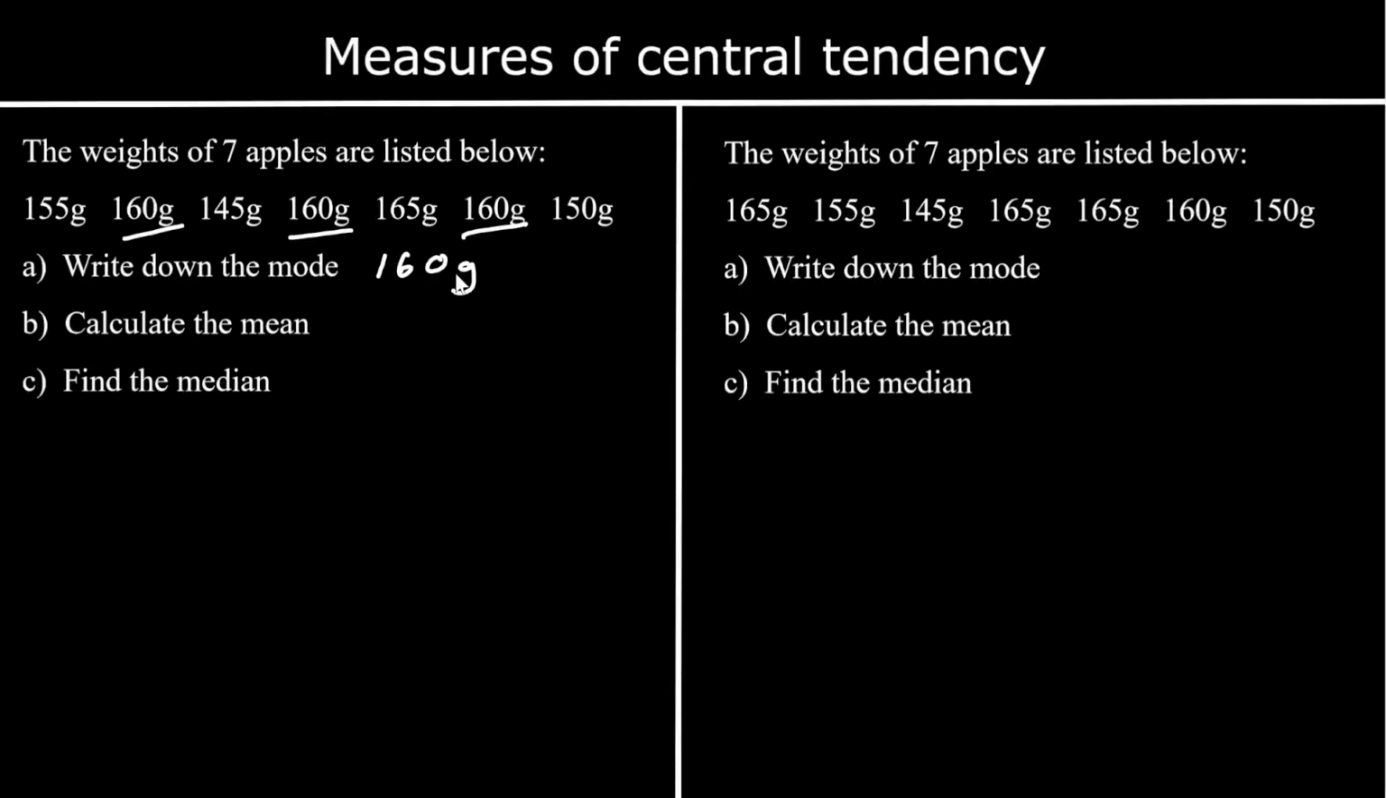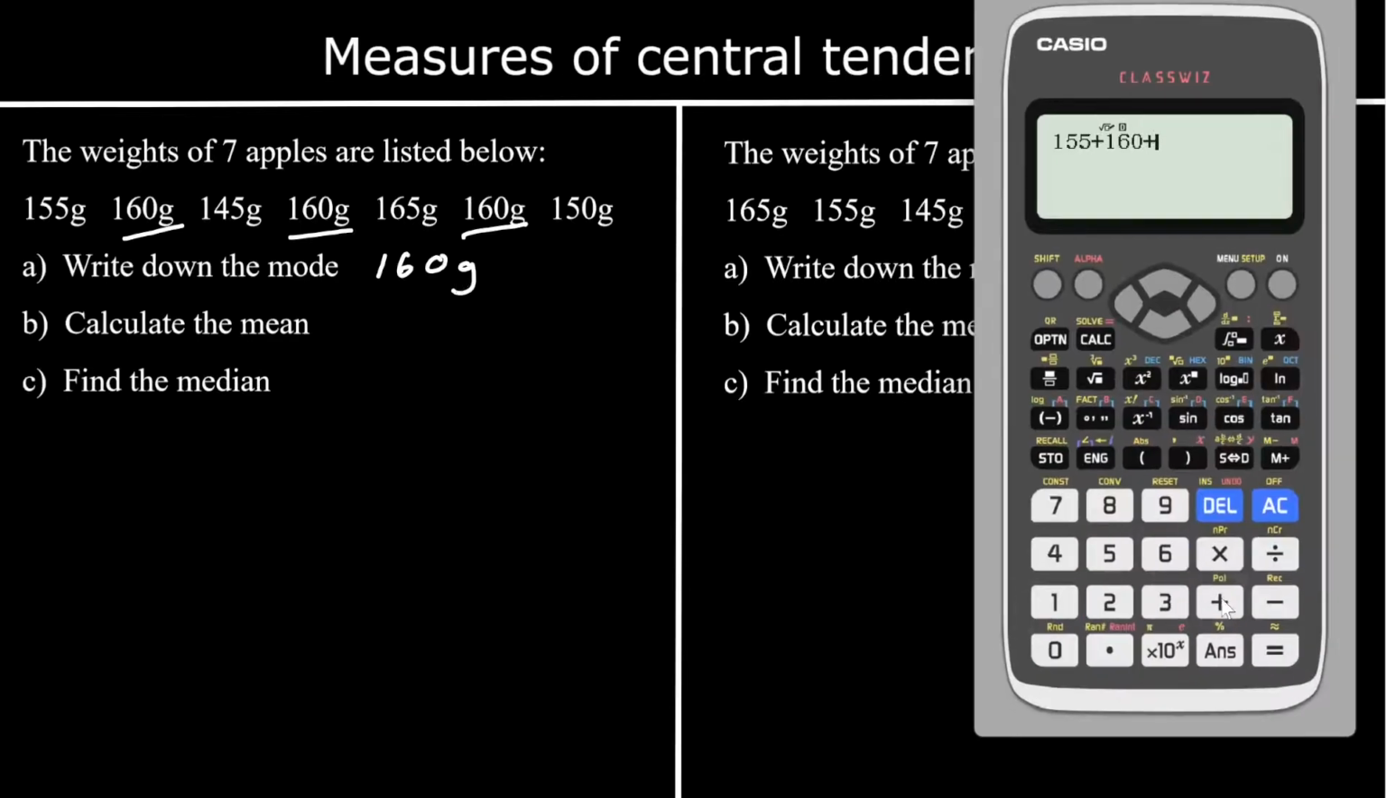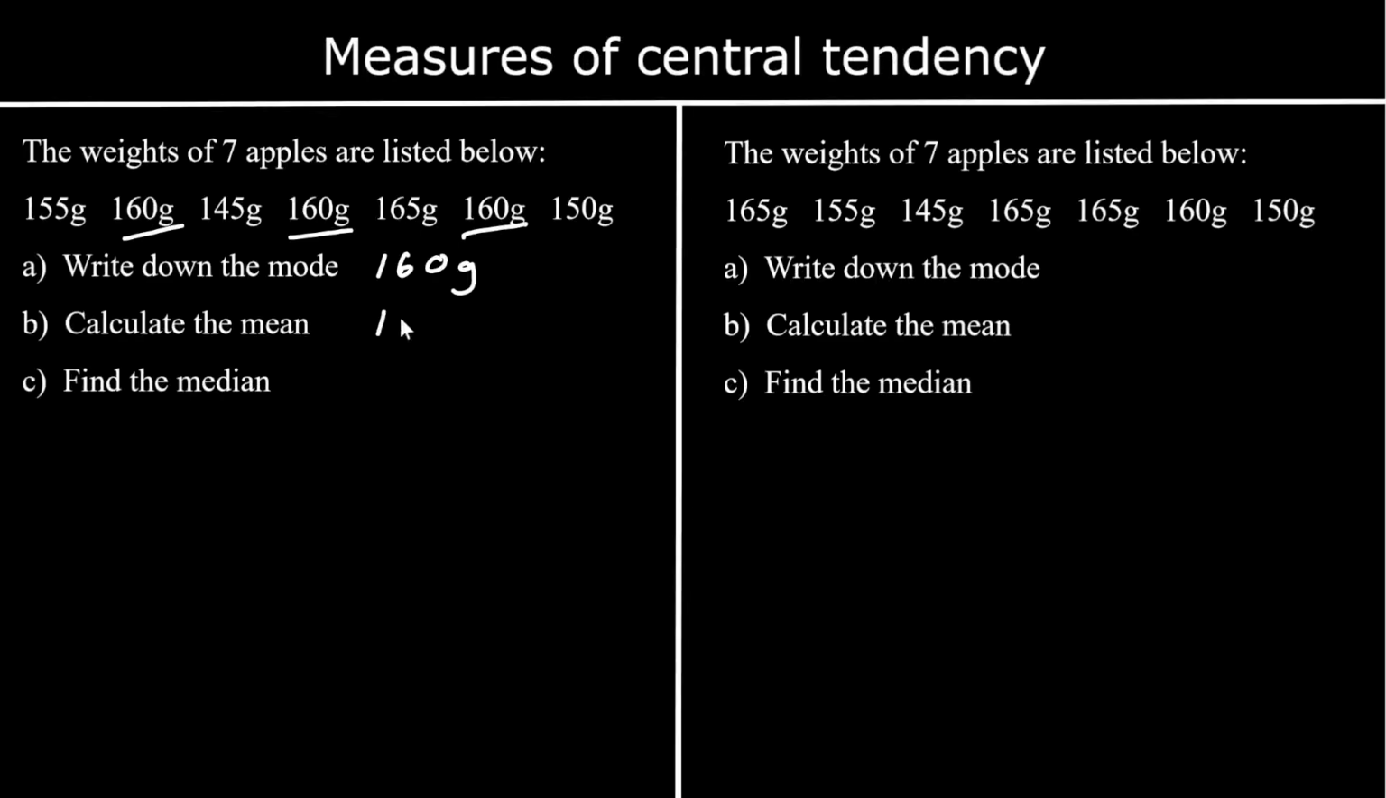To find the mean, we're going to add them all up and divide by how many? And divide by 7. So we get 156.4.